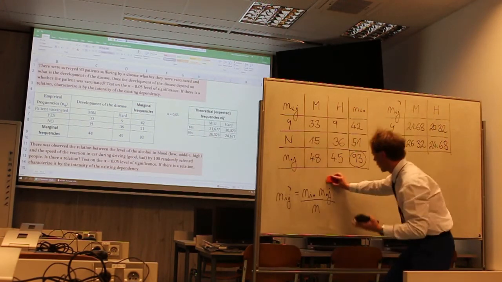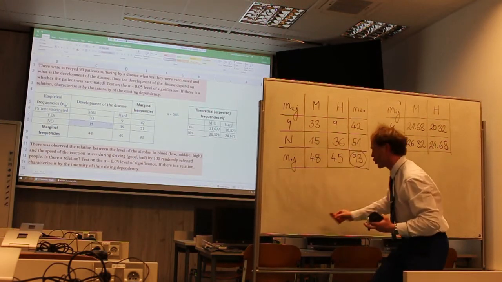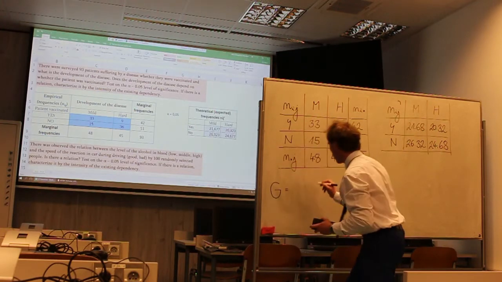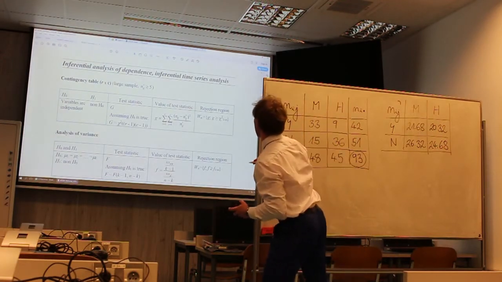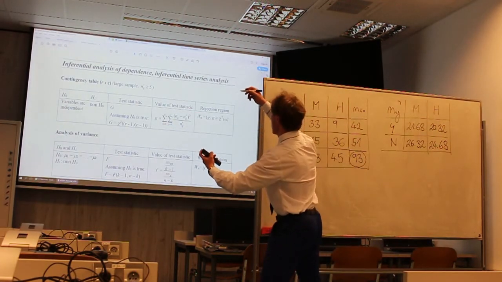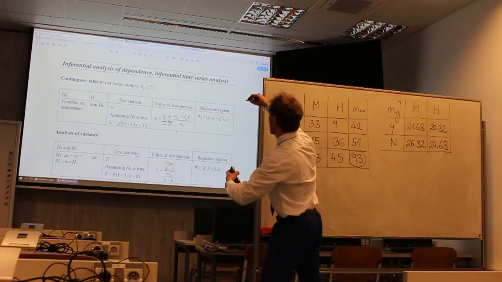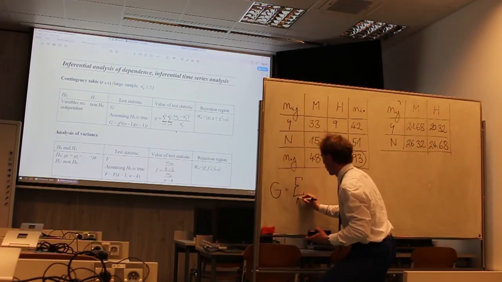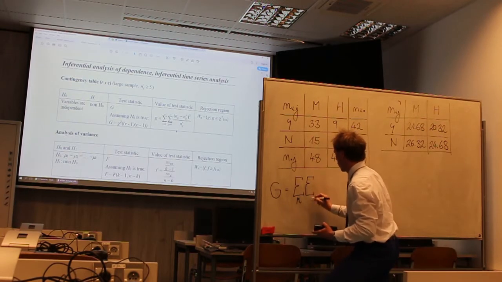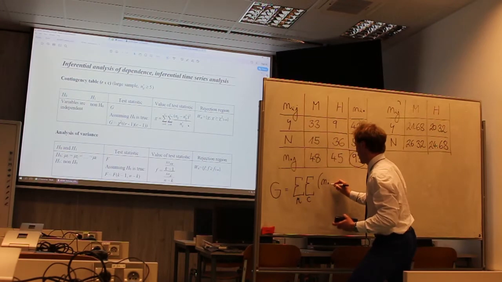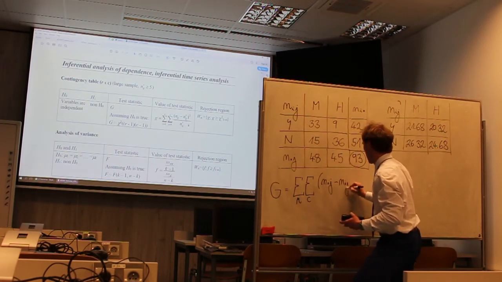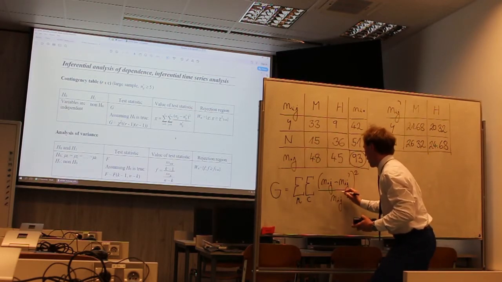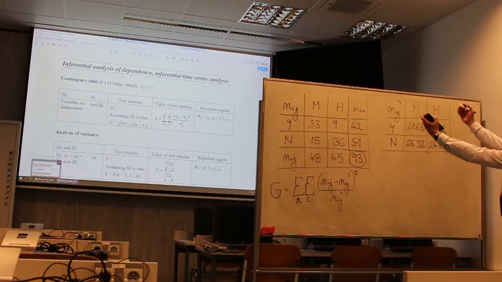A few weeks ago, we calculated statistic G. Statistic G is equal to the summation through all rows, summation through all columns, of n_ij minus n_ij with a stripe, squared, divided by n_ij with a stripe. So we will calculate these differences.